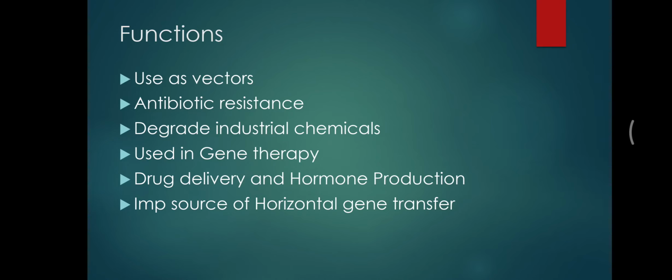They can be used in drug delivery because they have the ability to do conjugation, thus can be used in the drug delivery and hormone productions. And they are a very important source of horizontal gene transfer. So this is the structure, function and types of the plasmid.